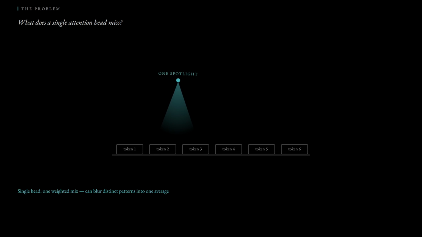The sentence names the problem precisely. One weighted mix can blur distinct patterns into one average. The information is not destroyed outright, but it loses resolution. A strong signal at one position will dominate, and a weaker signal at another position will be present only faintly in the blend, right? For tokens that genuinely need 3 independent pieces of context simultaneously, one blend is not enough.